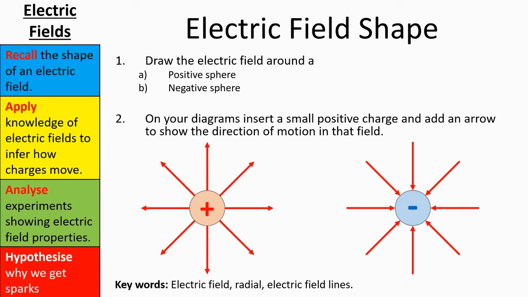Question 2 told you on your diagrams insert a small positive charge and add an arrow to show the direction of motion in that field. So let's start with the positive sphere. If we add a small positive charge to that positive sphere, then the charge will repel away from the center of that sphere and it will move outwards. If you have a positive charge near the negative sphere, then it will be attracted towards that negative sphere and will move inwards. Note that the positive charge moves in the direction of the field lines.